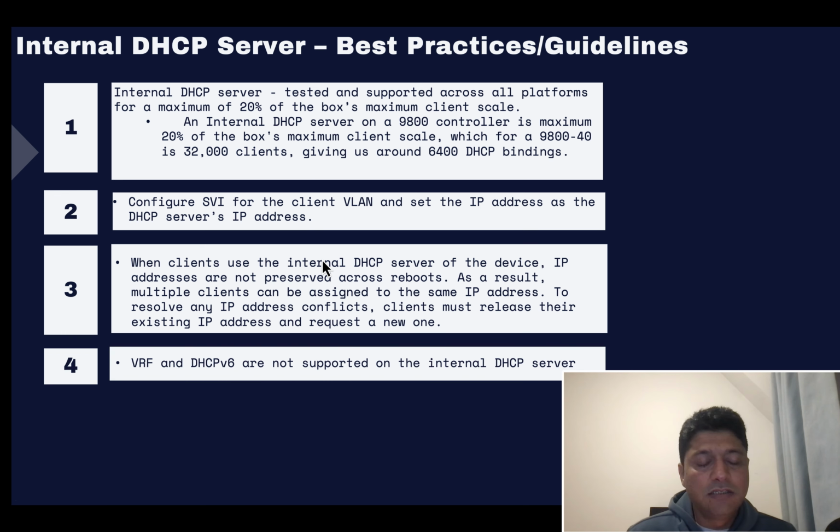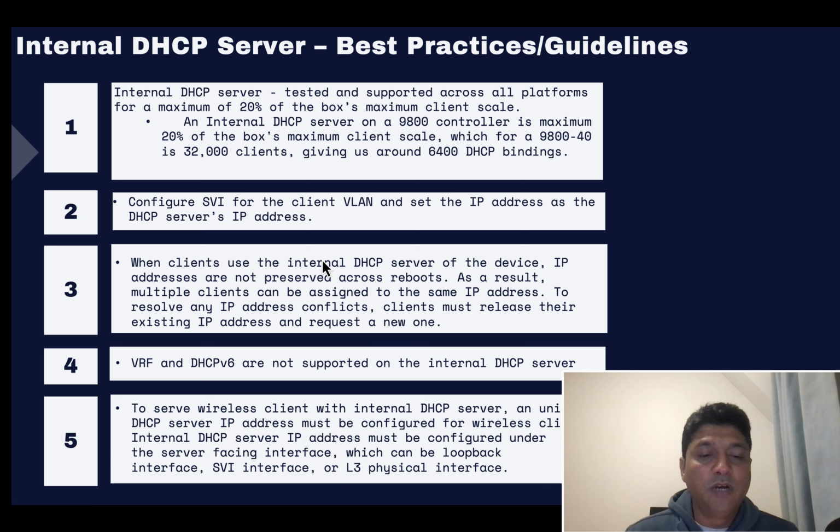The fourth is that VRF and DHCPv6 are not supported on the internal DHCP server. And the fifth one is, to serve the wireless client with the internal DHCP server, the DHCP server IP address must be configured, and that's nothing but configuring the IP helper under the SVI. In my lab, I would be configuring the management IP address, but if you have a loopback IP address configured, you can configure that as a helper address under the client SVI.